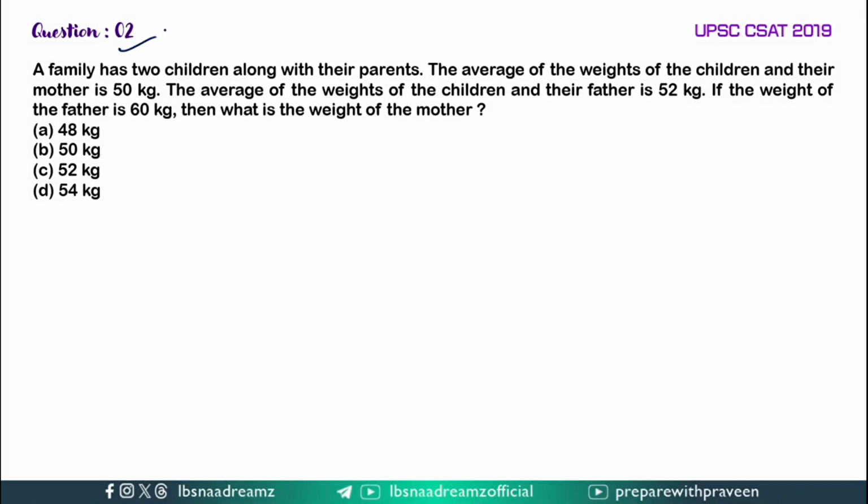Question 2. A family has 2 children along with their parents. The average weights of the children and their mother is 50 kg. The average of the weights of the children and their father is 52 kg. If the weight of the father is 60 kg, then what is the weight of the mother? So we have to find the weight of the mother.